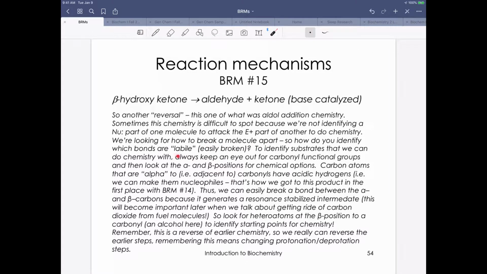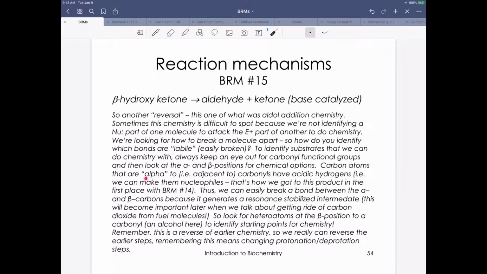So we have to find bonds that are what we call labile, or easily broken. So how do you find things that we can do chemistry with, that we can be breaking apart? Again, carbonyl containing functional groups, like aldehydes, ketones, and so forth. Look at the alpha and the beta positions for chemical options.